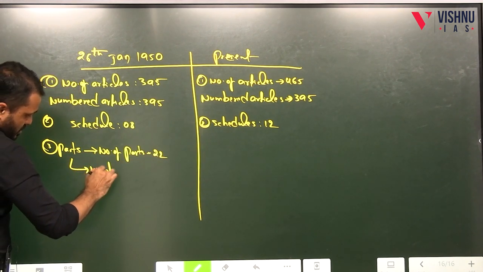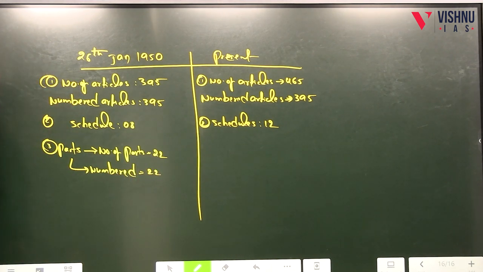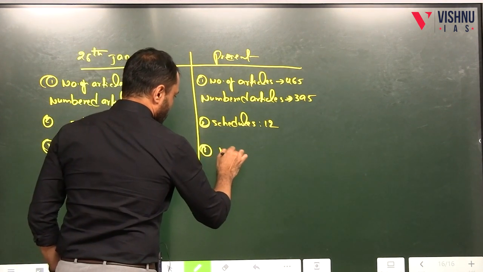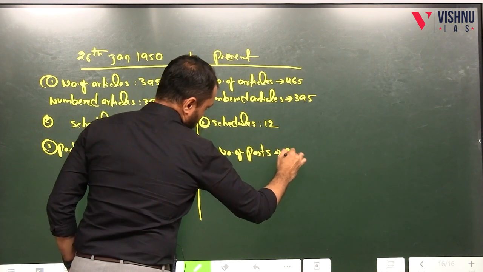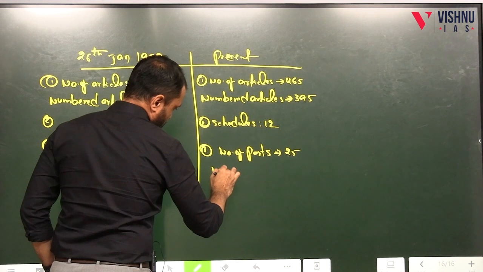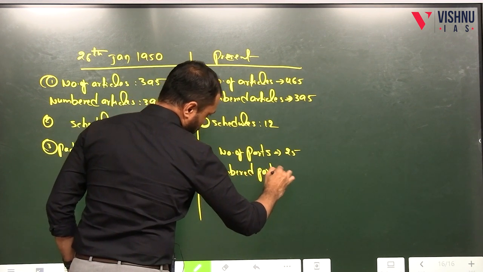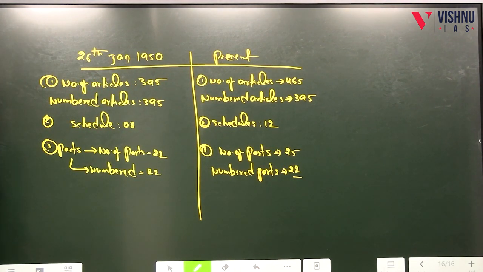Numbered parts also 22. Now the number of parts, how many now? 25. Numbered parts, up to which number will you find? 22. You have to understand these basics, students, otherwise a lot of confusion will come. Part 22 only you will see in the Indian Constitution.